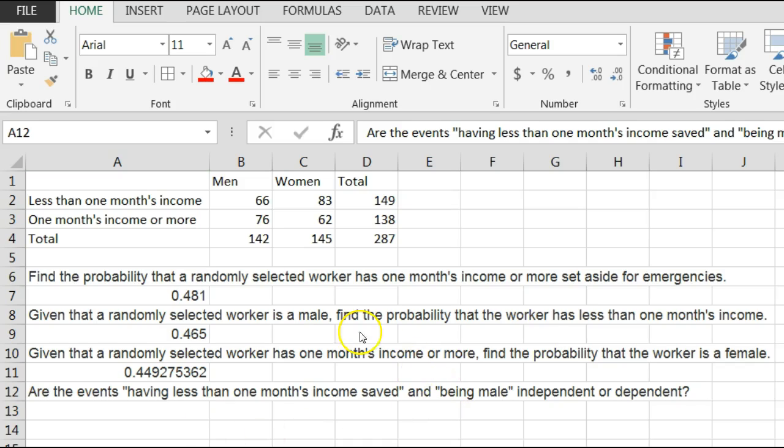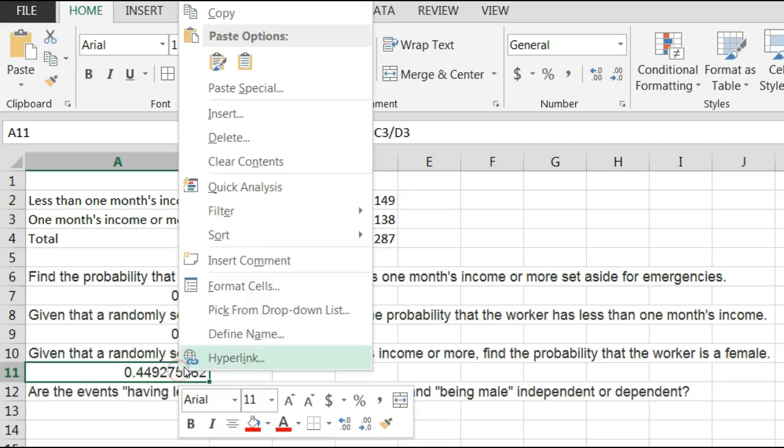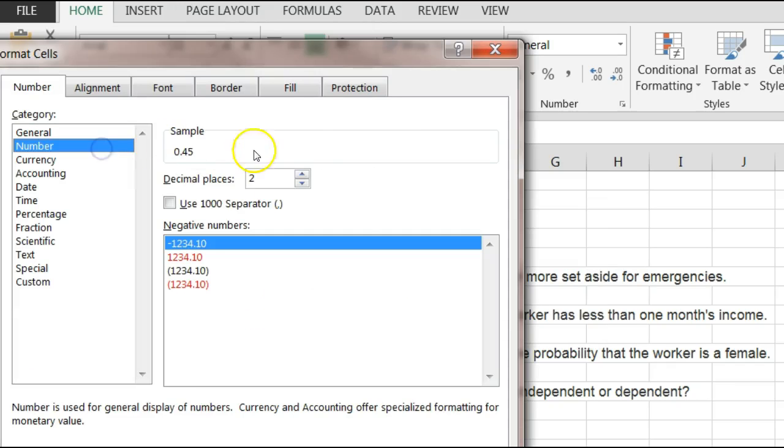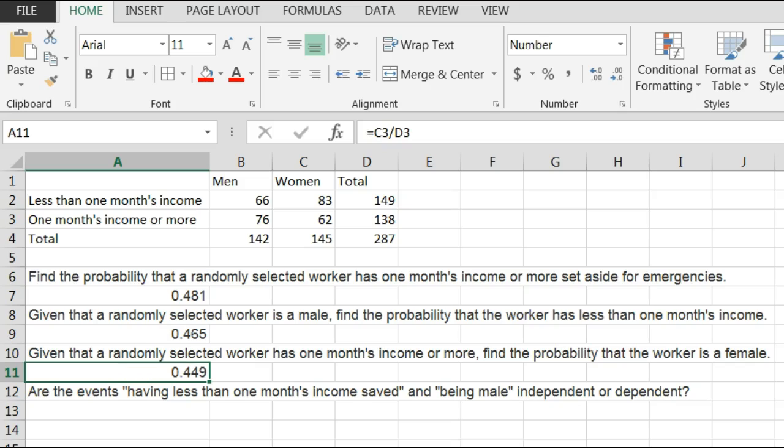0.44927. So I need to round that. Let's round this to 3 decimal places. You don't have to do this. If you're working in Excel, you can round it yourself. So my answer is 0.449.